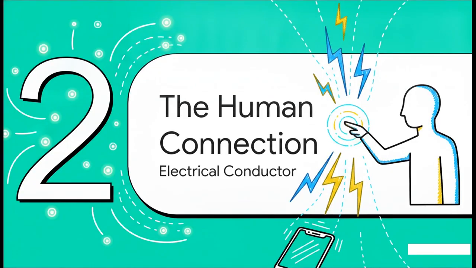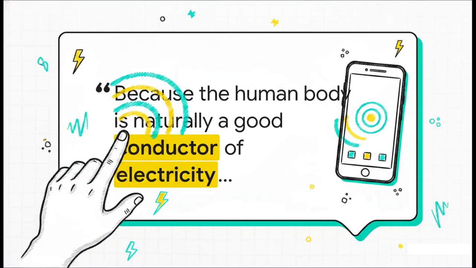Section 2. The human electrical connection. Our source material states this beautifully, saying, because the human body is naturally a good conductor of electricity, it carries its own electrical charge. This is so wild to think about. You aren't just some physical object poking at a digital device. You are an electrical conductor. The natural moisture and salts in your skin make you highly conductive. You are walking around carrying your very own electrical charge, and that inherent biological trait, that is the exact missing piece this technology relies on to actually function.